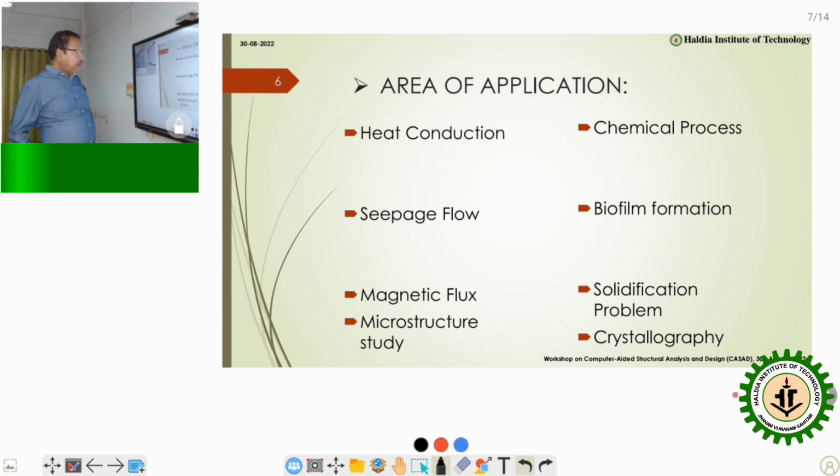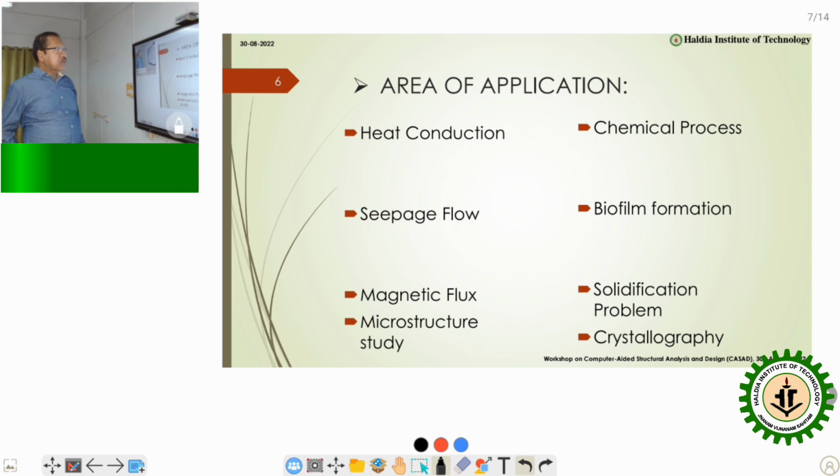Then comes microstructure study in metallurgy. Here also, suppose some metal is being mixed with some ceramic or some metal with another metal, and both of them are heated or in molten condition, and these are mixed. Then the way the distribution will occur can also be predicted by finite element methods.